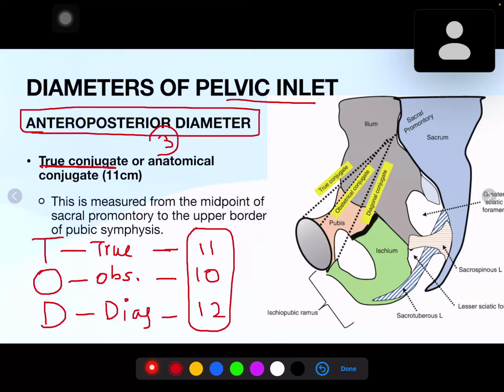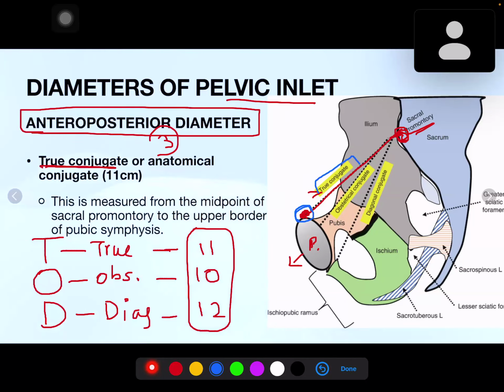Now I'll tell you what these diameters are. See, this is the true conjugate in the diagram. What is this above in front? This is the pubic symphysis. And what is this? Sacral promontory. Now, all the diameters of the pelvic inlet are coming from the sacral promontory. So the true conjugate is from the sacral promontory to the upper border of the pubic symphysis. See, this is the upper border of the pubic symphysis. So that would be called the true conjugate.